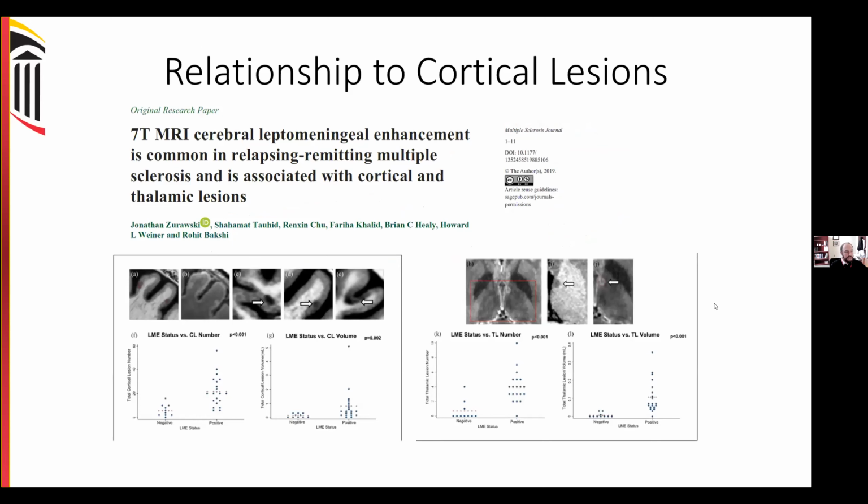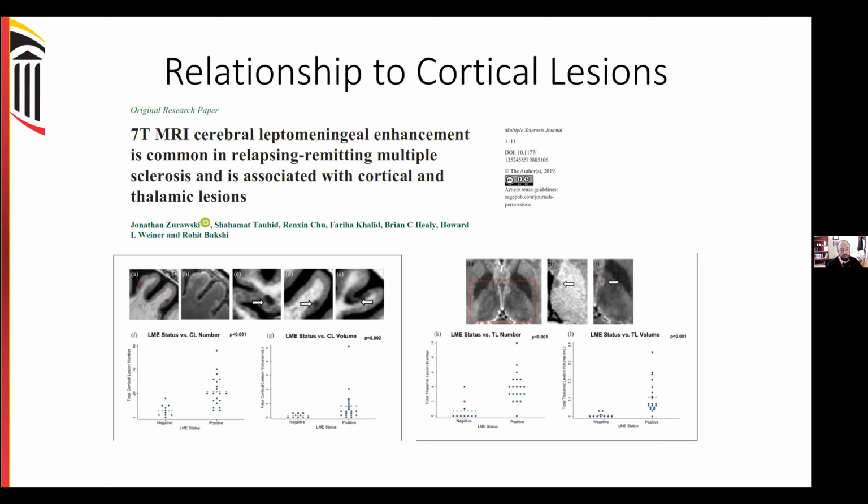But if you take that relationship as possibly being true, is there a direct relationship between this meningeal enhancement and the development of damage to underlying cortex? So the group up at Brigham and Women's has taken a look at this. They have a very similar acquisition to what we do, where they acquire an MP2RAGE image and then pre- and post-contrast FLAIR.